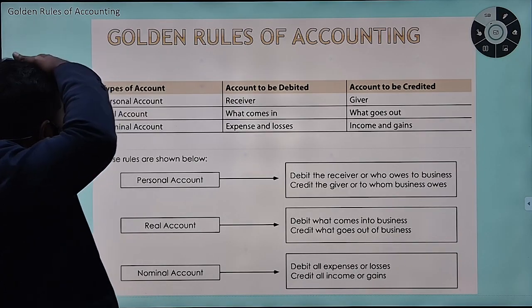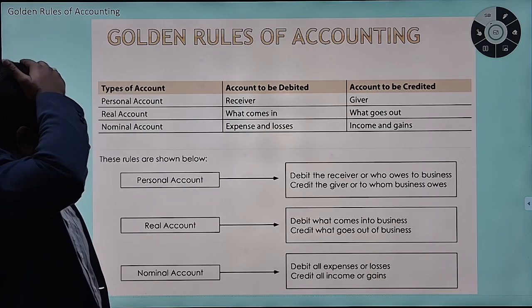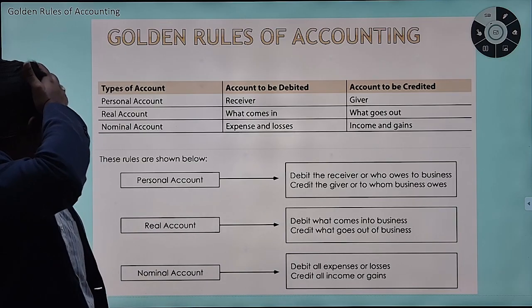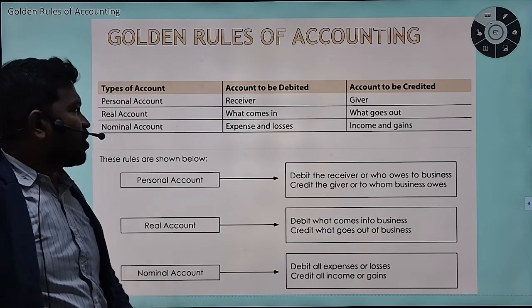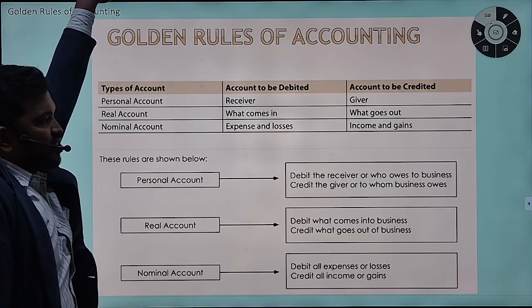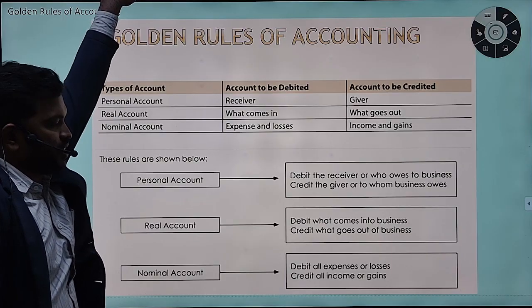Okay, what are the golden rules of accounting? Personal account, real account, nominal account. Personal account, debit the receiver, credit the giver. Okay, real account, what comes in, what goes out. Nominal account, expenses and losses, incomes and gains. Debit expenses and losses, credit incomes and gains.